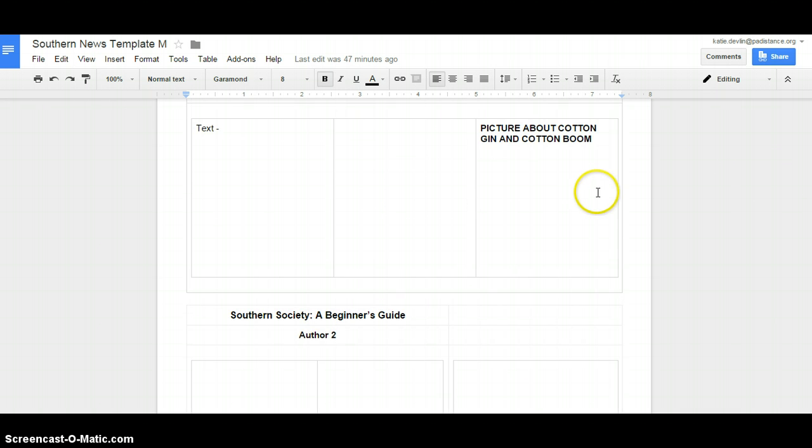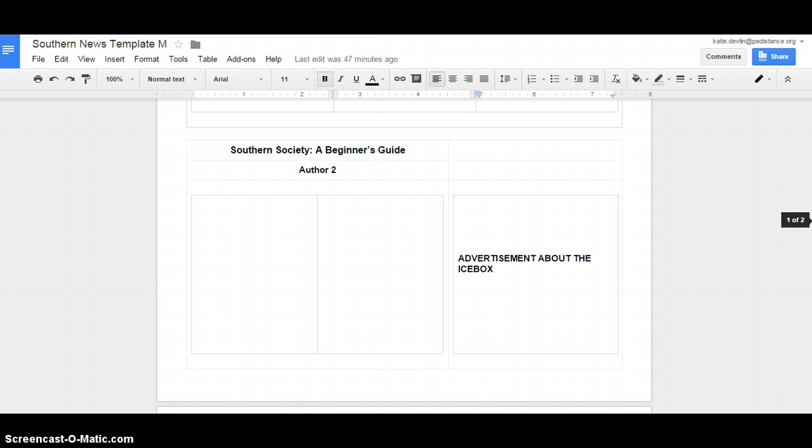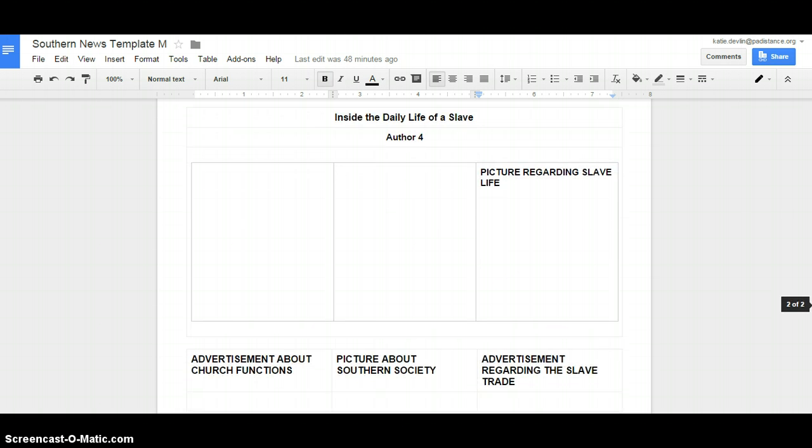I've even provided space for you to make sure you create a picture that is appropriate. Your second article is going to tell us about the structure of Southern society, what different types of people groups existed. Okay? So here's your title, Southern Society, A Beginner's Guide. You're going to describe Southern society in these 2 boxes. And here you're going to place an advertisement about the icebox. Scrolling down, your final article is about the daily life of a slave. And I've provided space for that.